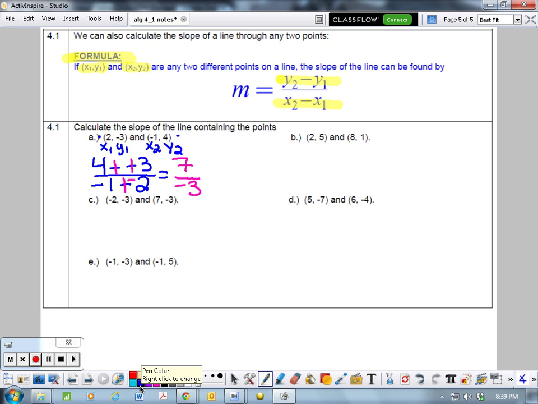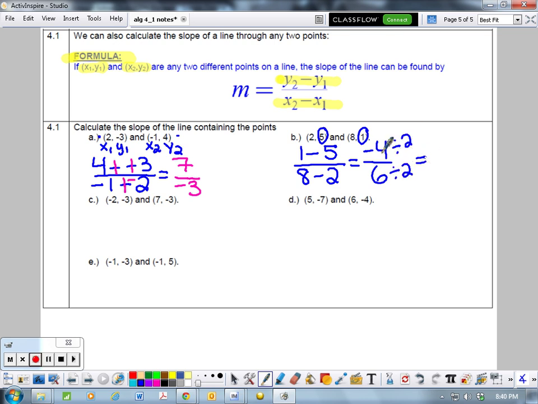Now, a lot of times, instead of labeling x's and y's, I will instead just circle my y's, because I know my y's have to go on top. So I'm going to do y2 minus y1, and then my x's are uncircled. So x2 minus x1. So 1 minus 5 gives me -4. 8 minus 2 gives me 6. And if I can reduce my fraction, I must reduce the fraction. Both of these can be divided by 2. So -4 divided by 2 gives me -2. 6 divided by 2 gives me 3. And that's our slope.